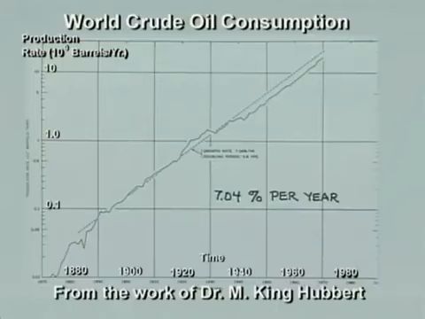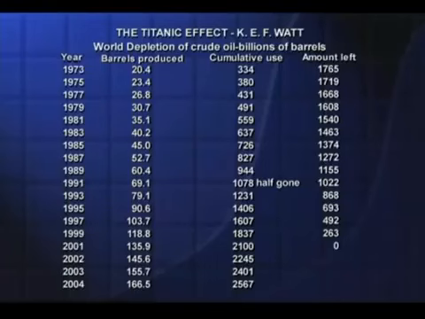Well, that's answered by the numbers in this table. In the top line, the numbers tell us that in the year 1973, world oil production was 20 billion barrels. The total production in all of history, including that 20, was 300 billion. The remaining reserves, 1,700 billion. Now, those are data. The rest of this table is just calculated out.